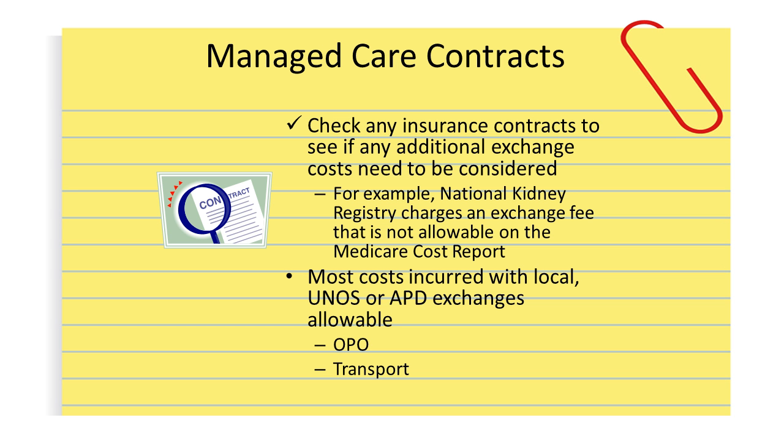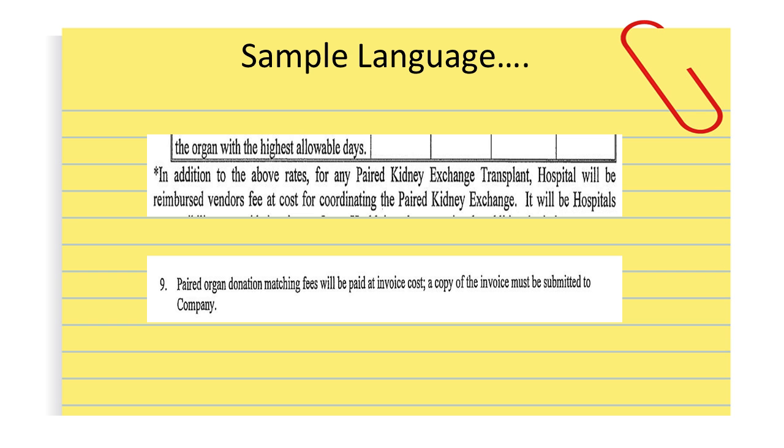Another thing that you would want to bring forth to your administration is managed care contracts. Check any insurance contracts to see if there are additional exchange costs that need to be considered. For example, in the National Kidney Registry, charges for the exchange fee are not allowable on the Medicare cost report. But there are some costs that are allowable, such as if your OPO charges you and there are any transportation costs with respect to that.